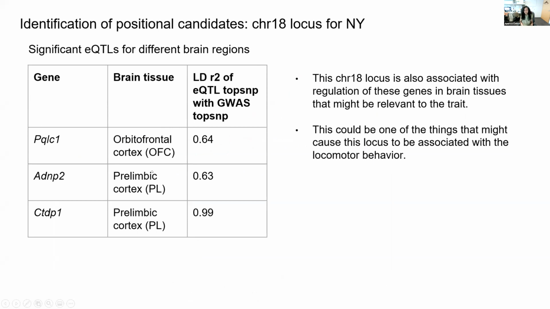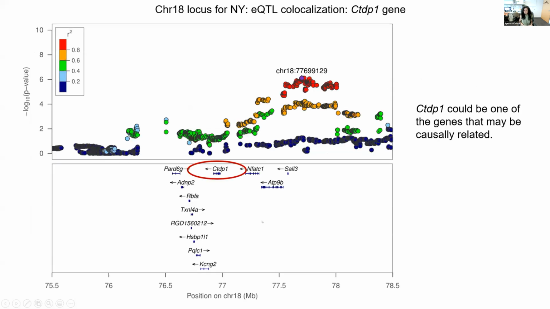And so we think that this could be one of the things that might cause this locus to be associated with the locomotor behavior. If you notice, we've also calculated the LD R square of the eQTL top SNP with the GWAS top SNP. As you can see, for this particular gene, the R square is pretty high, it's 0.9. So we think that this could be one of the genes that may be causally related.